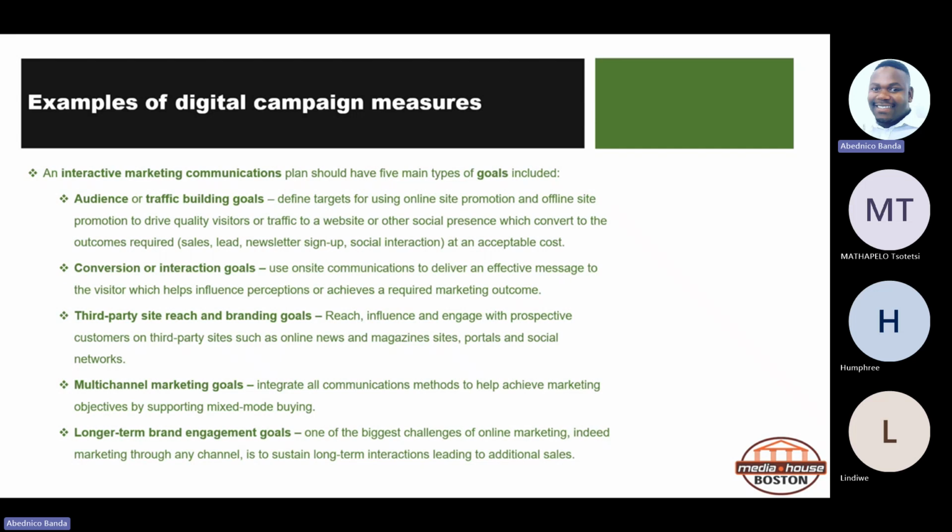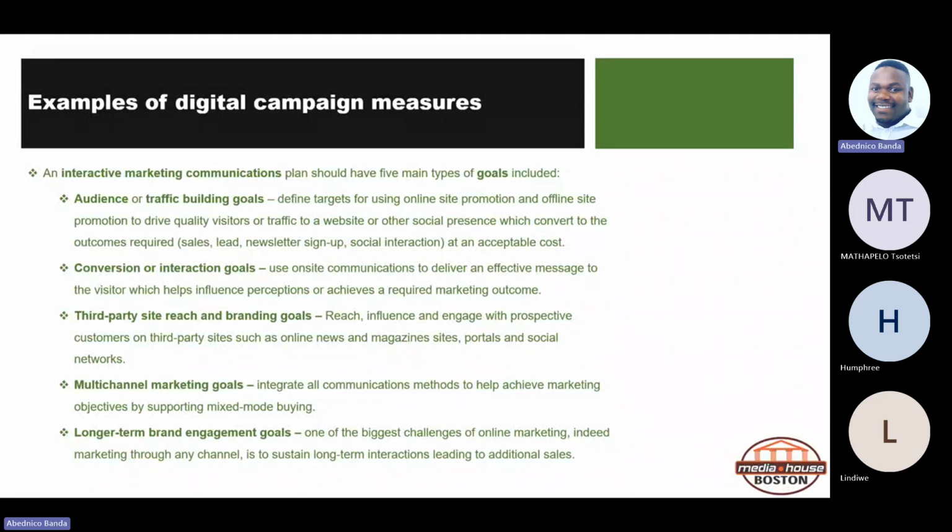So the first would be audience or traffic building goals. I think on that one, Nando's has done well. So many people right now know about Nando's, especially when it comes to its advertising. So it means that they've now reached a huge audience. People are following them, not for chicken, but for the visuals. Because now they realize that they've got more followers and more engagement on their platform because of the kind of communication that they do.